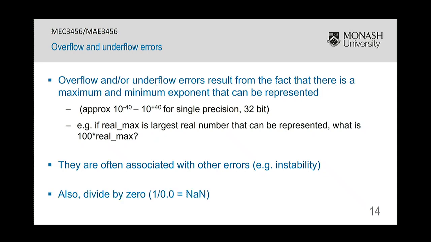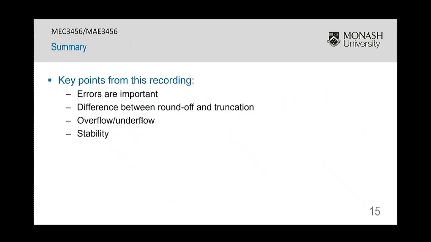Something else you'll also get, and this is usually algorithmic in nature, is divide by zero. So it's 1 divided by 0, for example, and you'll get this thing that looks like NaN, which stands for not a number. And that's nearly always programming error. So, key points from this recording. Errors are important. You need to understand what the difference between round-off error and truncation error is, and know what overflow and underflow mean. And we haven't done much on stability, but we'll see that stability is important in most things that we do. So the next recording, we're going to go through a brief MATLAB overview.